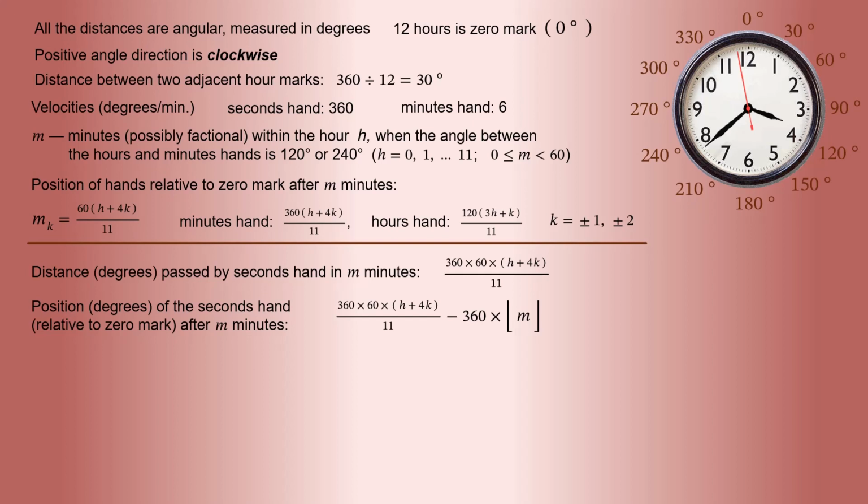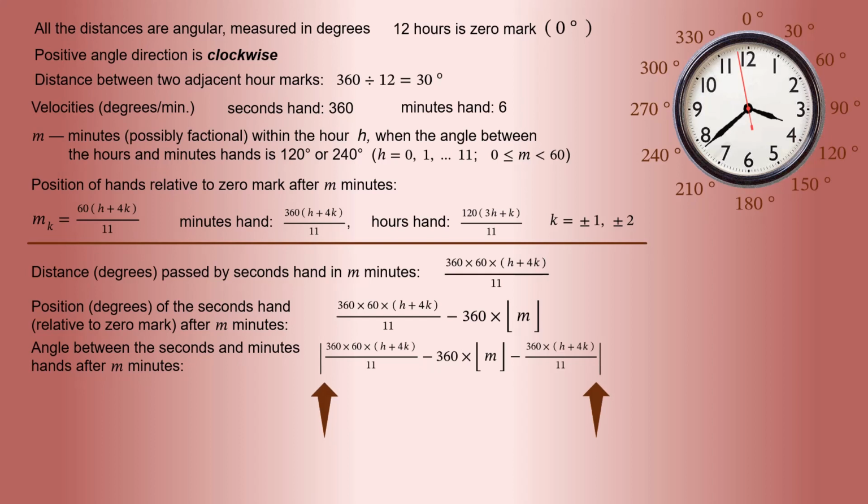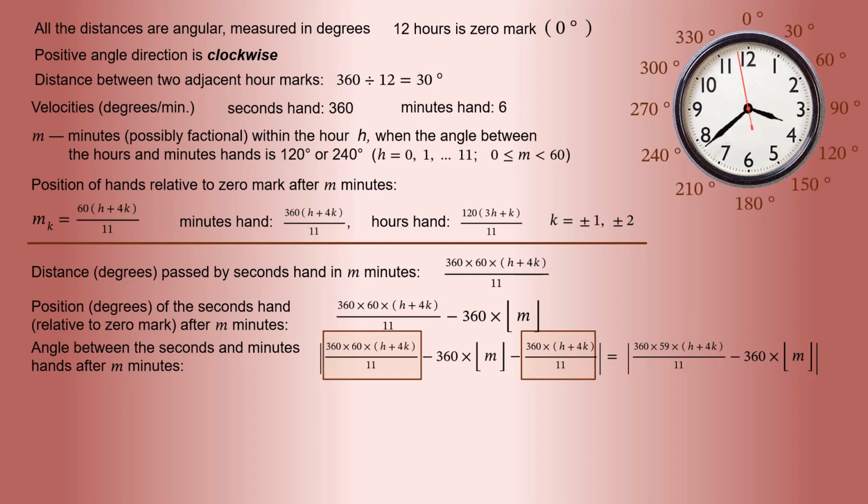The next step is getting the angle between the seconds and minutes hands after m minutes. So we subtract the position of minutes hand from the position of seconds hand and take the absolute value of z. We see that the fractions under the absolute value sign differ only by the factor 60. So we can merge them and simplify the expression. And again the angle between the hands is either 120 degrees or 240 degrees.